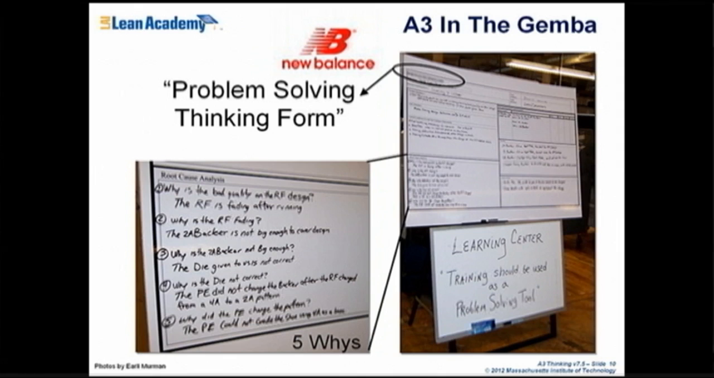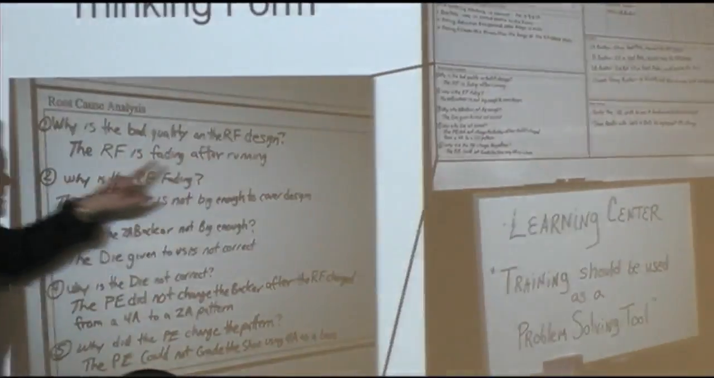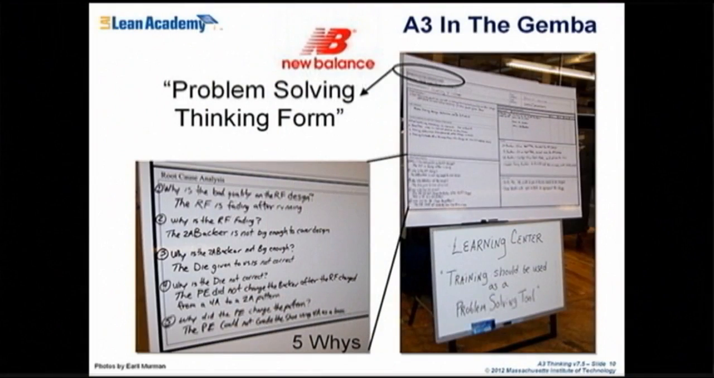So that's an incredibly powerful boundary-spanning object, and all of the workers in a cell can get together around their A3 board and strategize about problem solving. And here's an example where they've written up in this section their root cause analysis, and they chose to do a 5 whys to get down to their root cause.